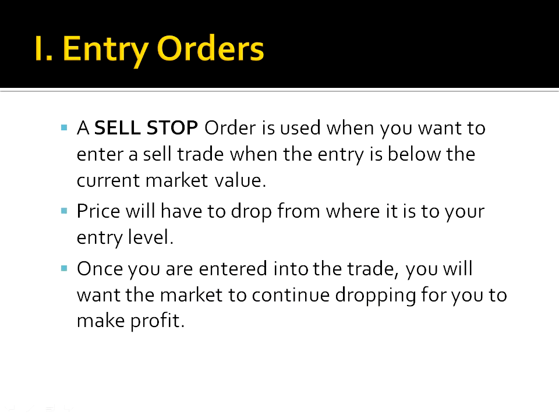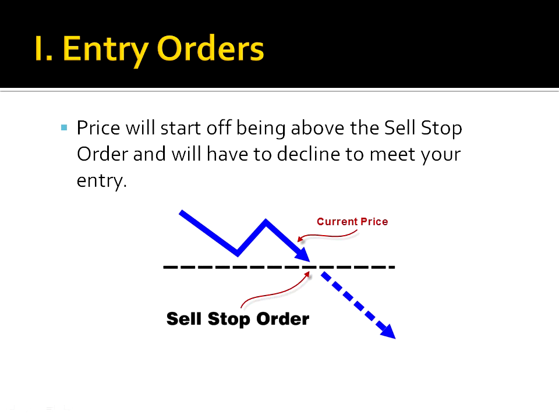A sell stop order is everything in reverse. It's a sell version of the buy stop order. A sell stop order is used when you want to enter a sell trade when the entry is below the current market value. Price will have to drop from where it is to your entry level. It'll have to move down to trigger you into a trade. Once you are entered into the trade, you will want the market to continue dropping for you to make a profit. Price will start off being above the sell stop order and then will have to drop down to meet your entry.